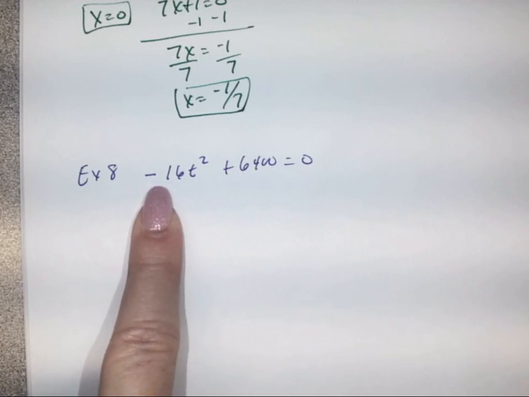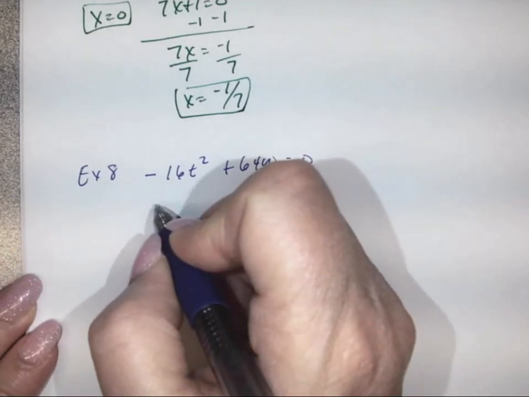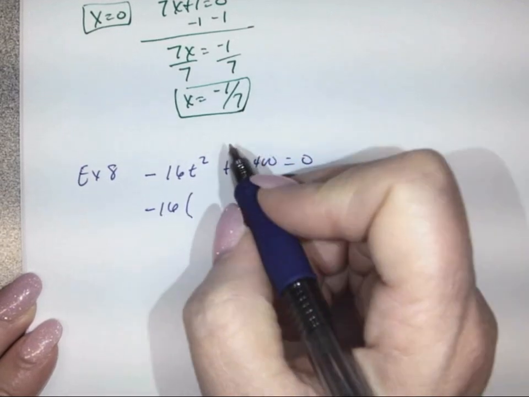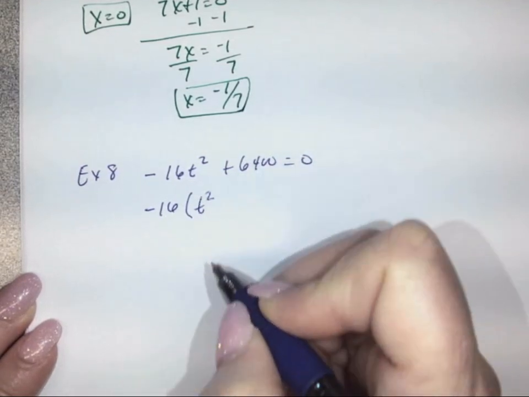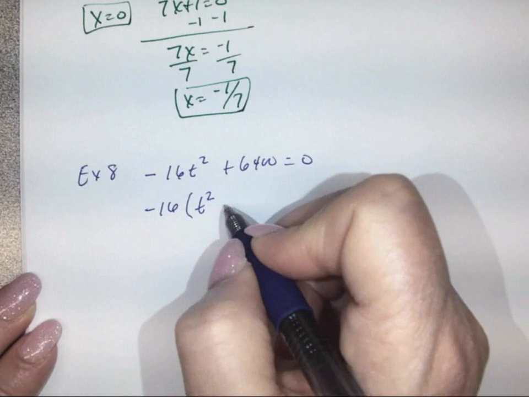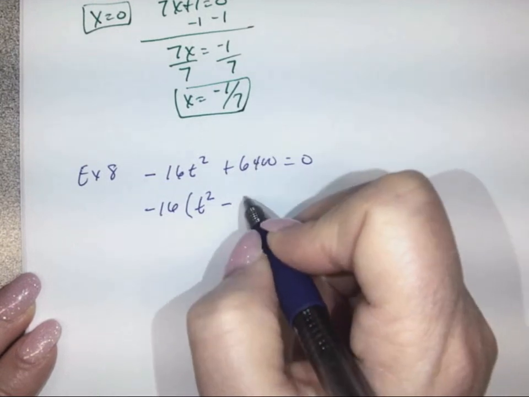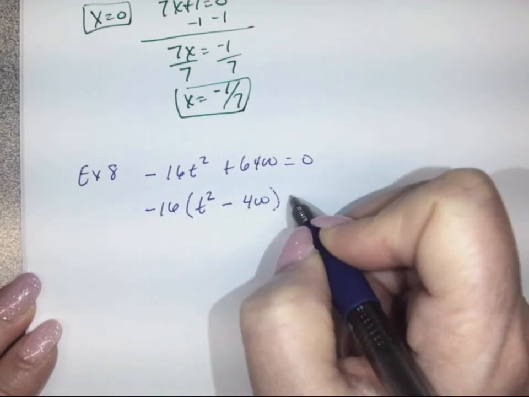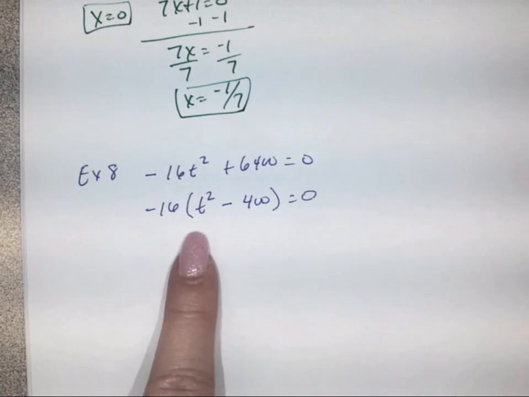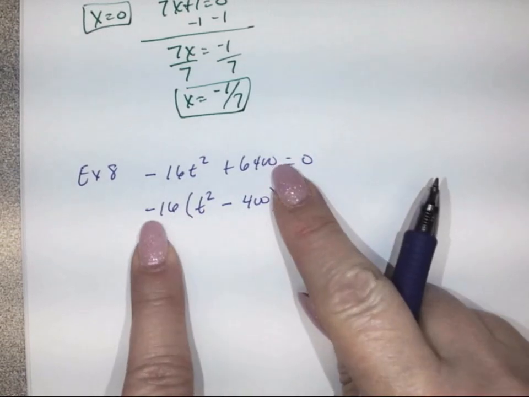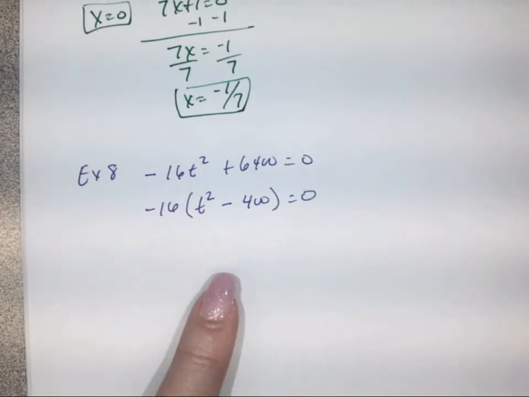So I'm going to factor out a negative 16. That's what they have in common. That'll leave me with a t squared that's positive. This now becomes a negative, and this would be 400, because 6,400 divided by negative 16 would get you negative 400.